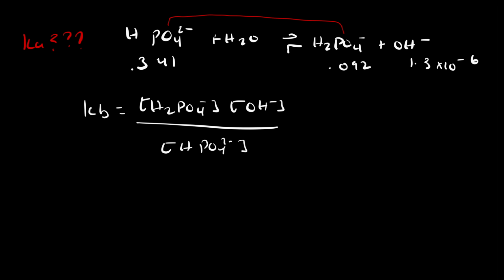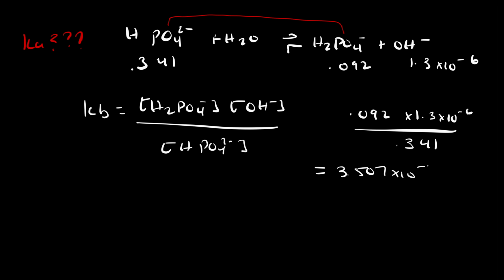In this case, that means 0.092 times 1.3 times 10 to the negative 6 all over 0.341. That's going to equal 3.507 times 10 to the negative 7. And again, that's Kb. And we know that Kw is equal to Ka times Kb. In this case, to find Ka, we move Kb to the other side. So Kw over Kb is equal to Ka.